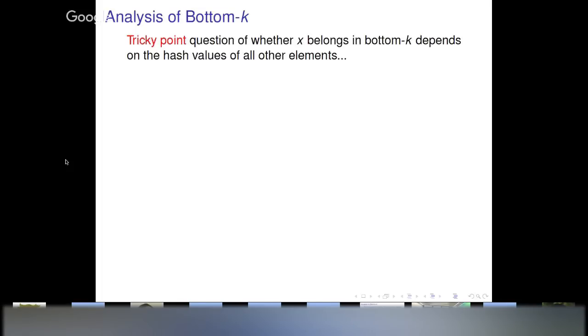So why does this work? So the proof is actually so simple. I'm going to mention it because it's really so surprising nobody discovered it before. So the tricky point here is that the question whether X belongs in the bottom K depends on the hash values of all the other keys. So we have to deal with dependence.